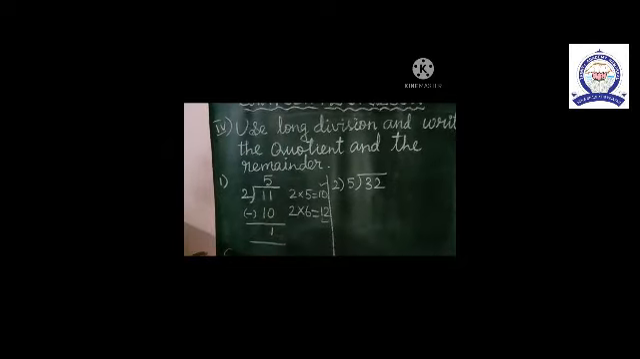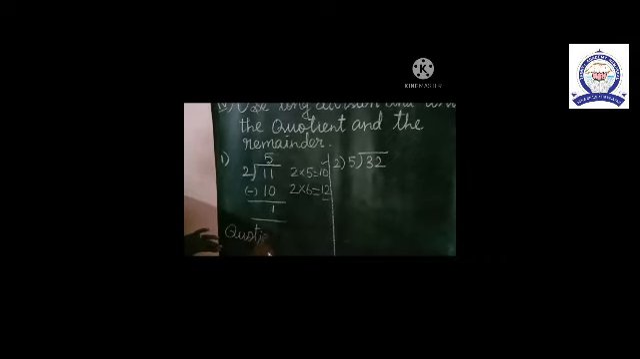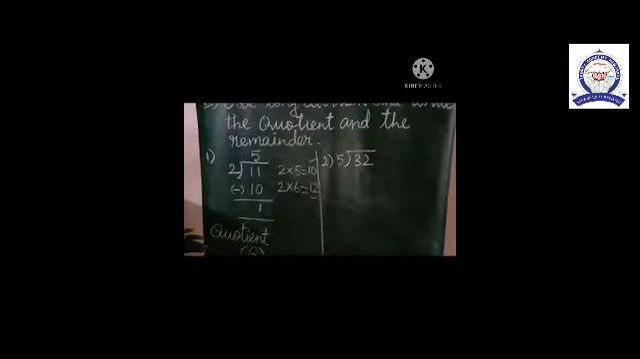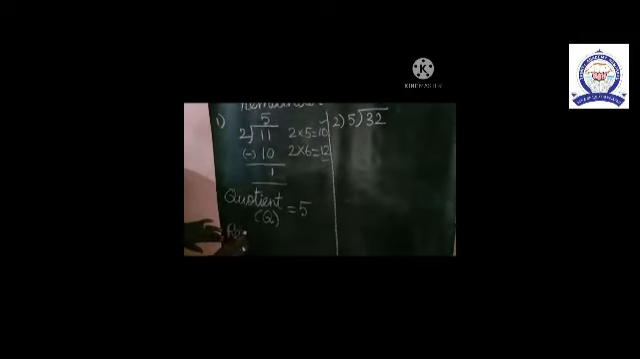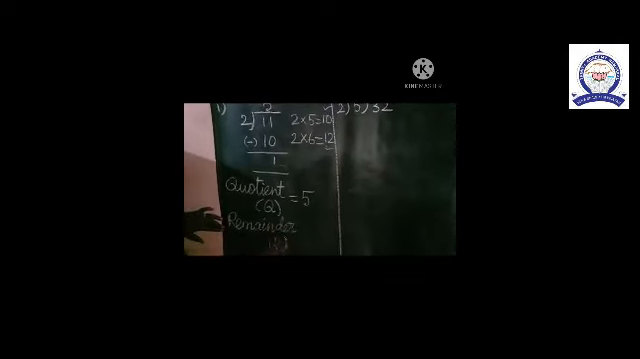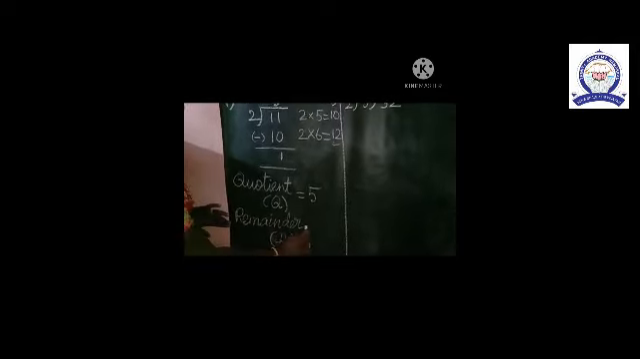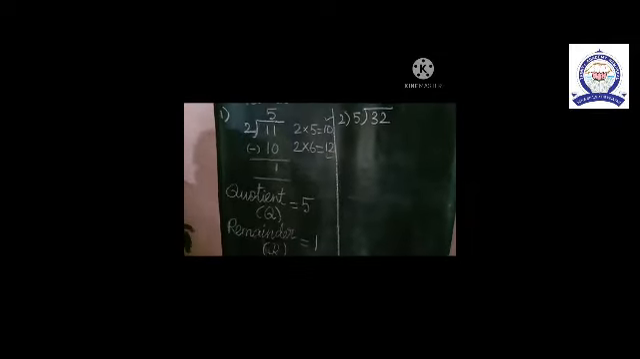So, quotient. Write the short form, Q only is enough. Q equal to 5. Next, remainder. R-E-M-A-I-N-D-E-R. Remainder. R only is enough, children. R equal to 1. Is it clear, children?